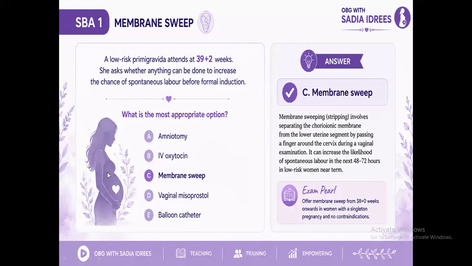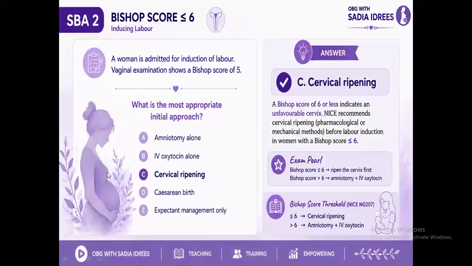Okay. Now, question number 2. A woman is admitted for induction of labor. Vaginal examination shows a Bishop score of 5. What is the most appropriate initial approach? Pause and answer. Option A, amniotomy alone. Option B, IV oxytocin alone. Option C, cervical ripening. Option D, cesarean birth. And option E, expectant management. So the correct answer is option C, cervical ripening.